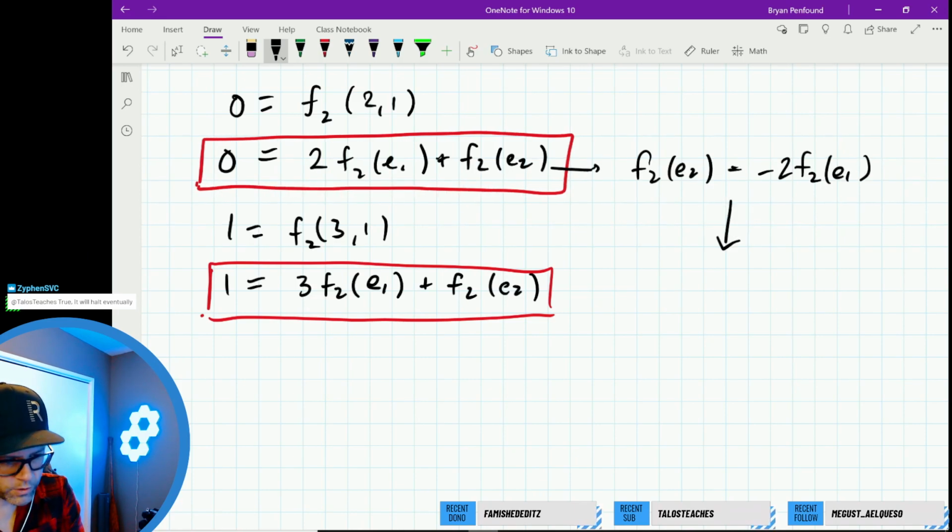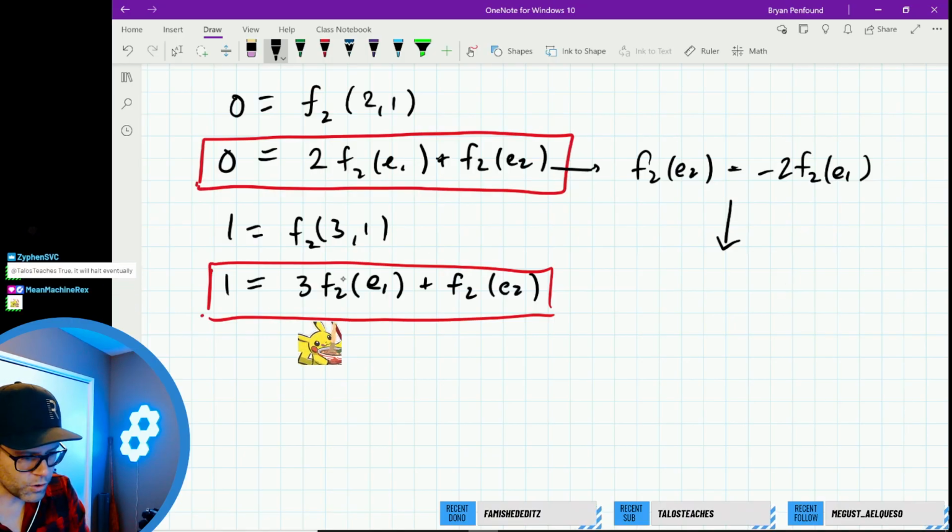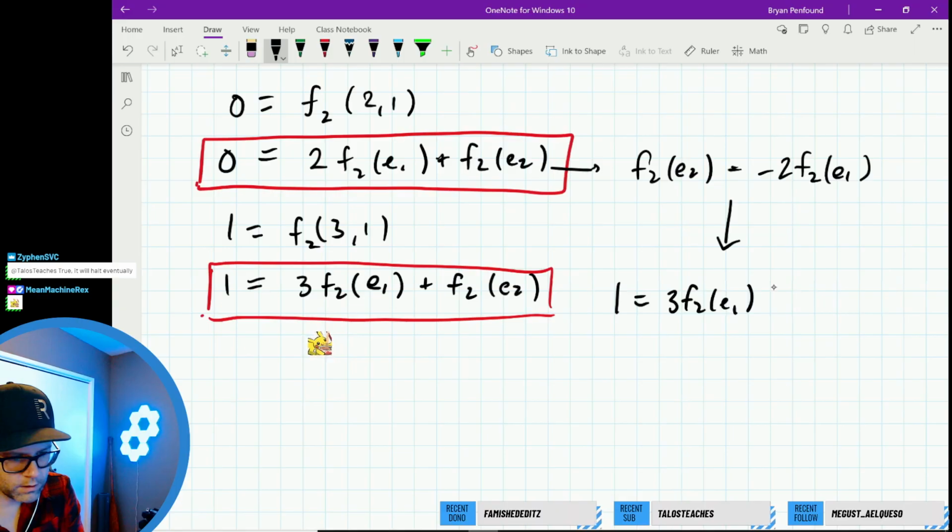Okay, let's use Talos' theorem. We're going to isolate f2 evaluated at e2 and make a substitution into the other one. So we have 1 equals 3f2e1 minus 2f2e1.